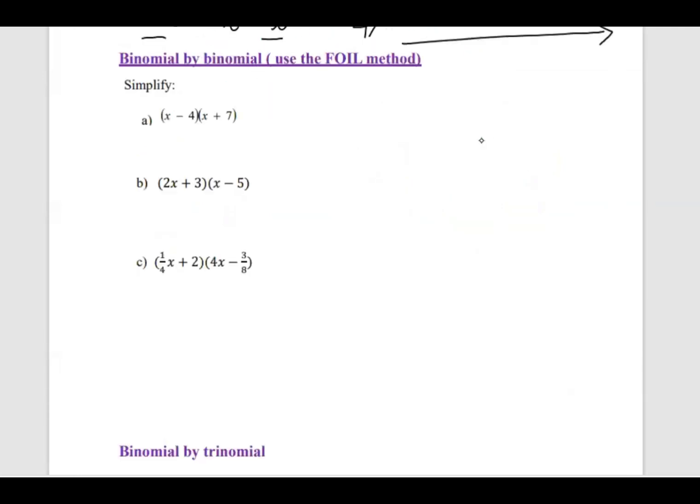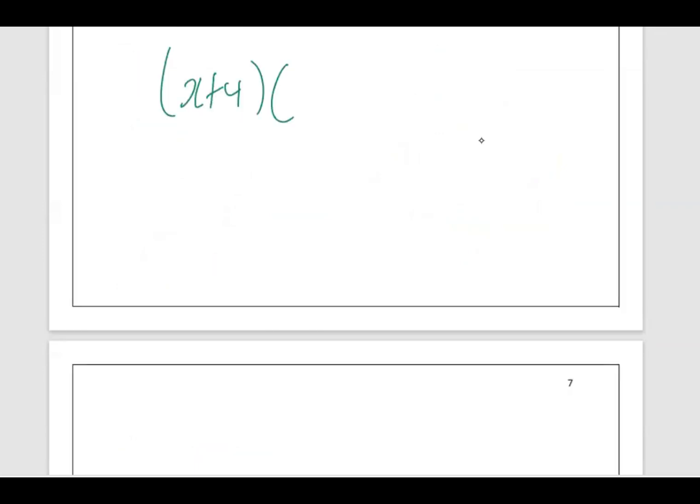Was it x plus? x minus 4. Okay, and then x plus 7. Thank you. So if we are to use the FOIL, let's look at the F, that's x and x, it's gonna give us x squared. Then x and 7, so x times 7, we're gonna get 7x.